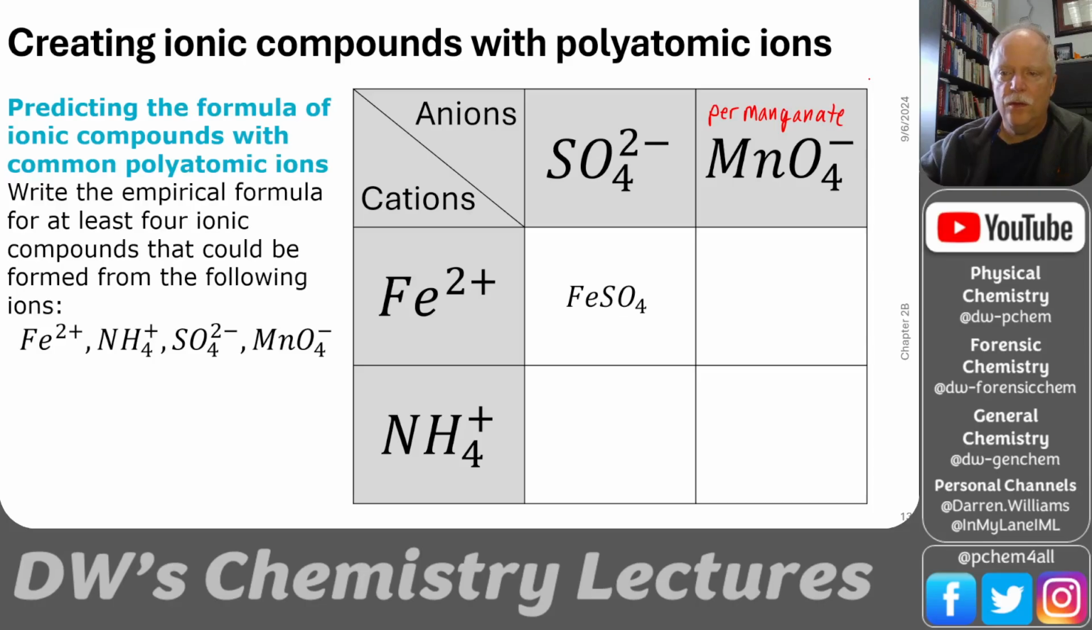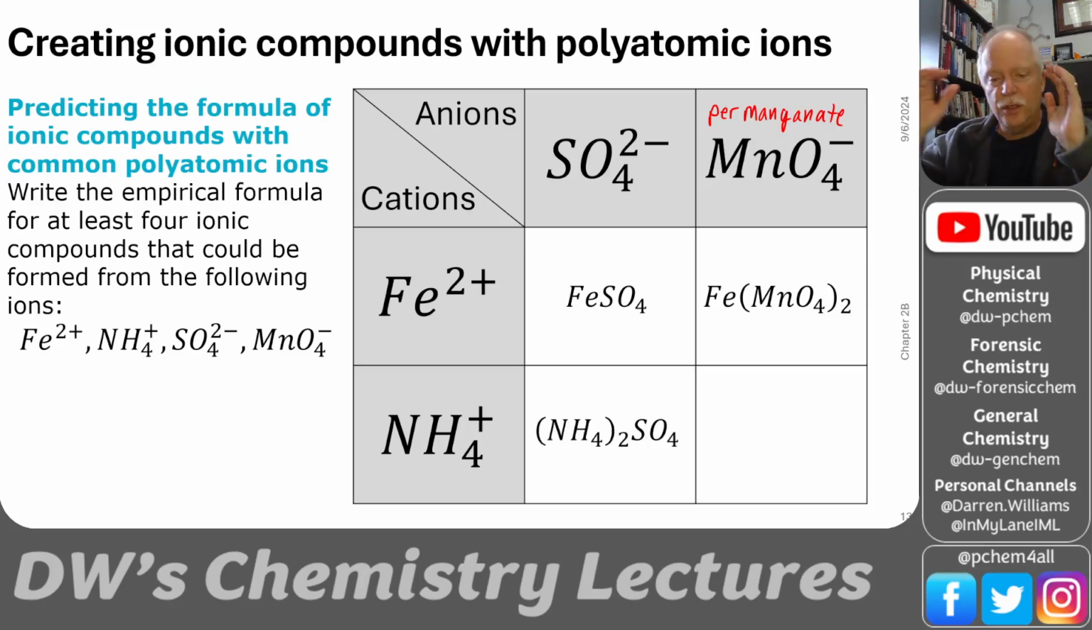Okay, so it's only -1 for that, so we need 2 of those in parentheses. Then we have the ammonium cation. And so we're going to need parentheses for that on the sulfate, because the sulfate's a -2, the ammonium cation is a +1, so we need 2 of those cations. And then they match with the permanganate, so you can have ammonium permanganate.